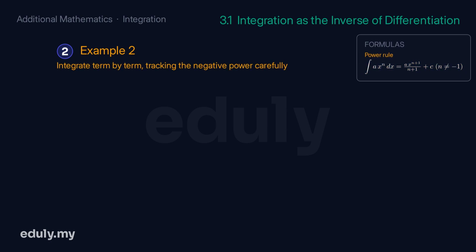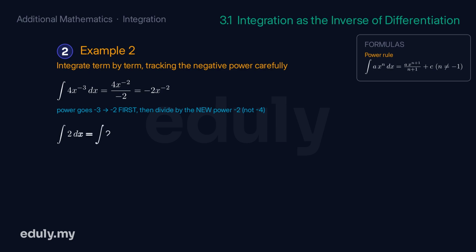Integrate term by term again, this time tracking the negative power carefully. 4x to the power negative 3. Raise the power to negative 2 first, then divide by that new power, negative 2, giving minus 2x to the power negative 2. And the plain 2 is really 2x to the 0 power. Raise the power to 1, divide by 1, giving 2x. Combine the two integrated terms, adding one constant of integration, c.